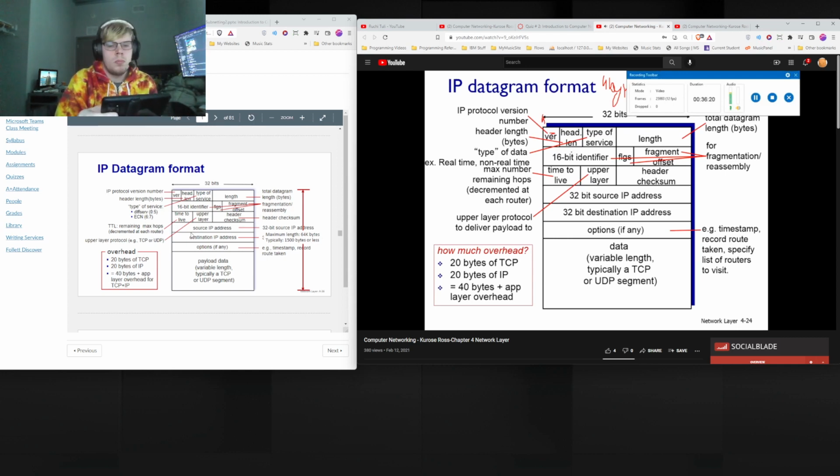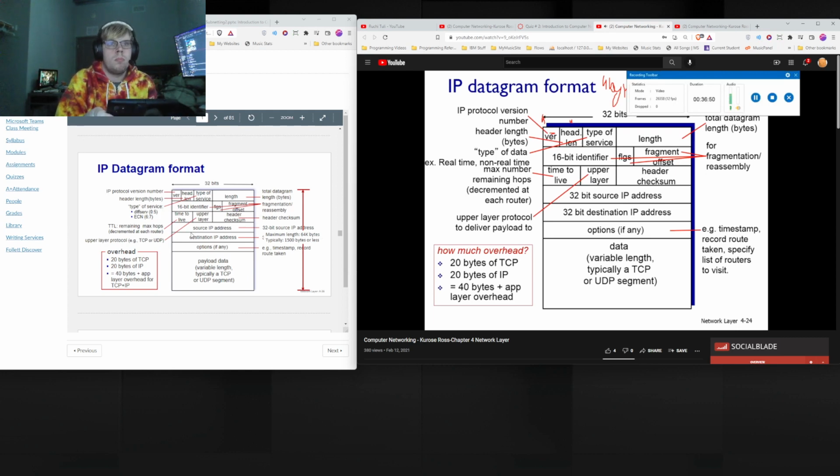Then is the header length. Because IPv4 can contain a variable number of options, the header length field is 4 bits. These 4 bits are needed to determine where in the IP datagram the data actually begins. So header length tells us the number of bytes of data which this IP datagram is carrying.